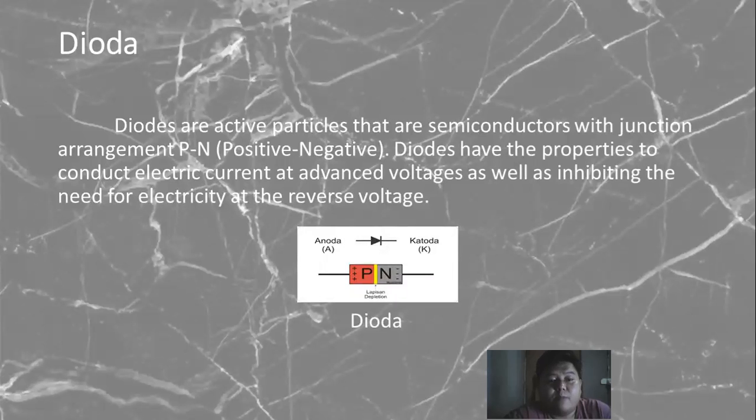Next, diode. Diodes are active components that are semiconductors with a p-n junction arrangement, positive and negative. Diodes have the property to conduct electric current at forward voltage as well as inhibiting electric current at reverse voltage.